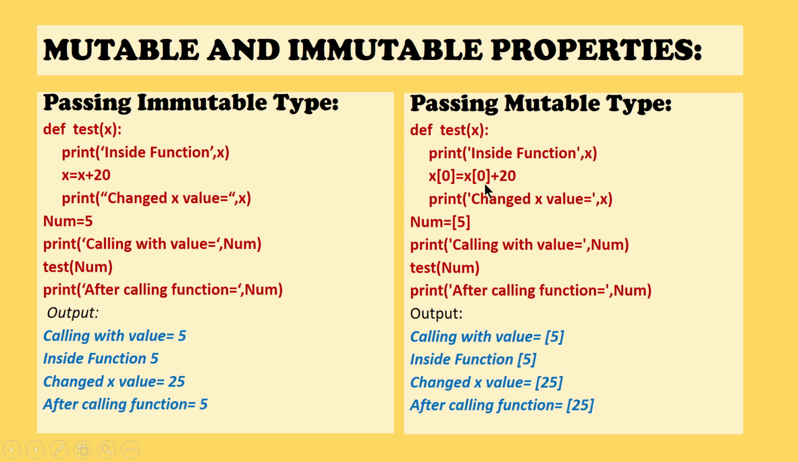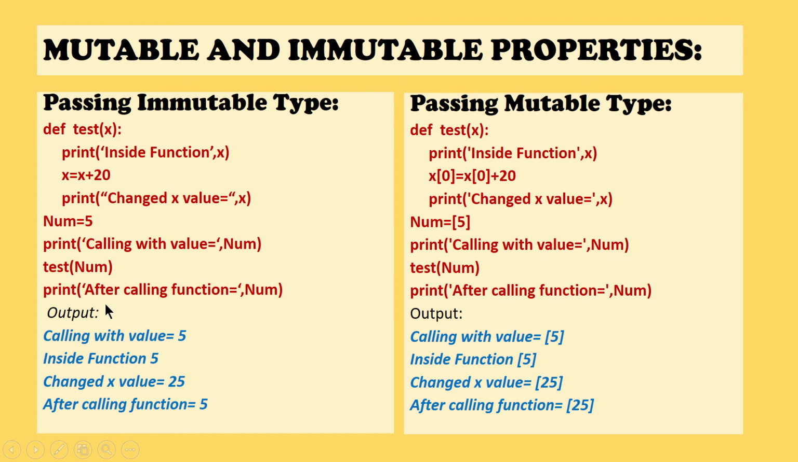Why am I doing it like this? Because this is a list, and this number is at the 0th position. You cannot write x plus 20, because only a list can be added with another list. You cannot add an integer and a list. So I fetch the 0th position element and then add the value. When you do so, the changes will be reflected in place.